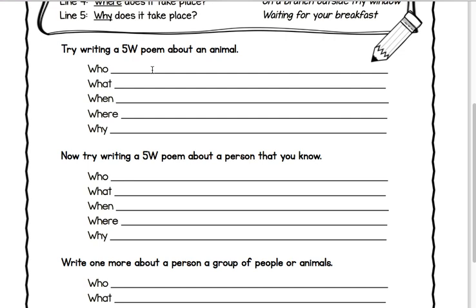So let me go through the whole poem one more time. Big brown horse, eating fresh hay, late in the afternoon. Inside the stable, hungry for his dinner.